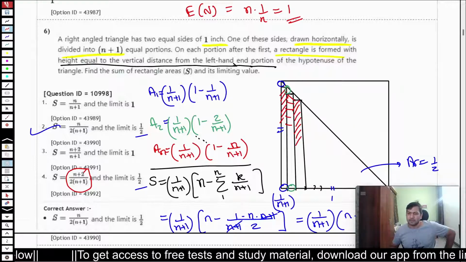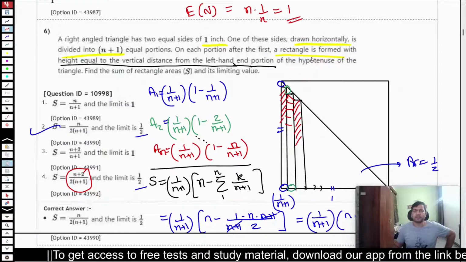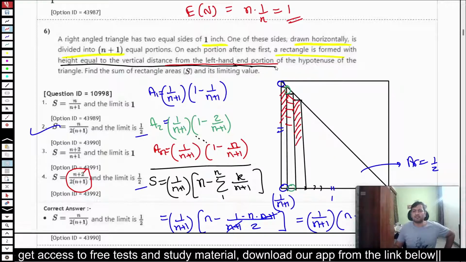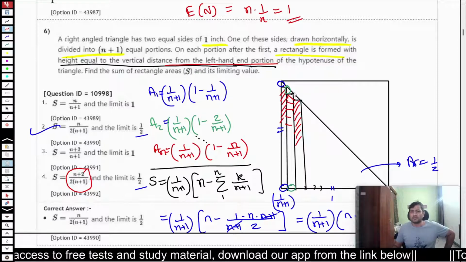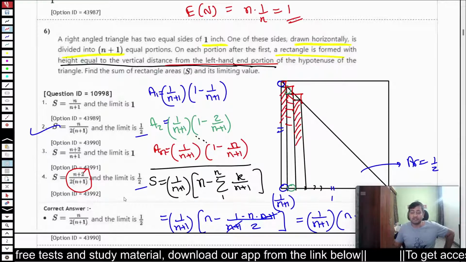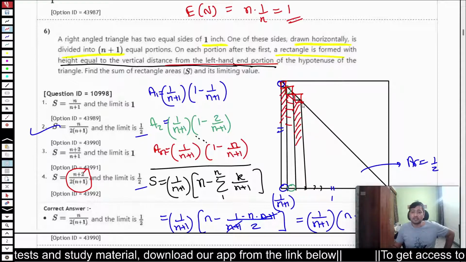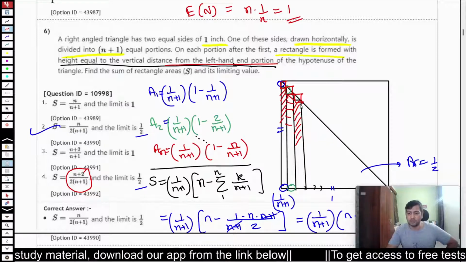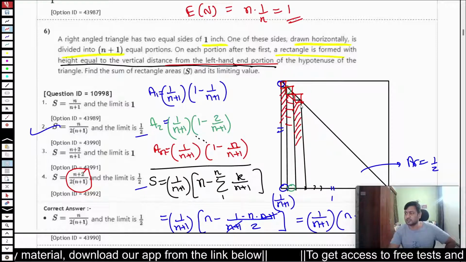But this is bad coming from DSE क्योंकि यहाँ पे this language is very vague, height equal to the vertical distance from left hand end portion. So if you take the rectangles like this, one option matches. If you take them like this, another option matches. So that's really unfair for students who have done a mistake in misreading this particular question.